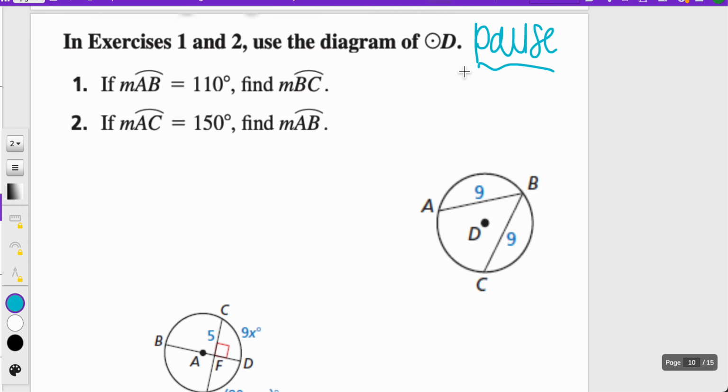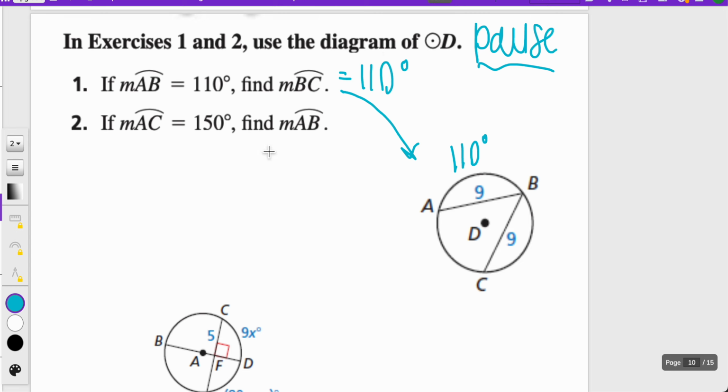If the measure of arc AB is equal to 110 degrees, so we're looking at these right here. What can we do to find the measurement of arc BC? Okay, so BC is going to match whatever the measure of AB is, just because we're seeing the marks on the chords. So the measurement of arc BC is also equal to 110 degrees.